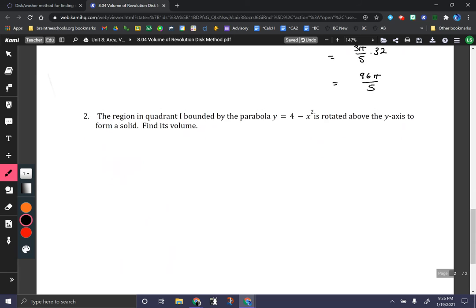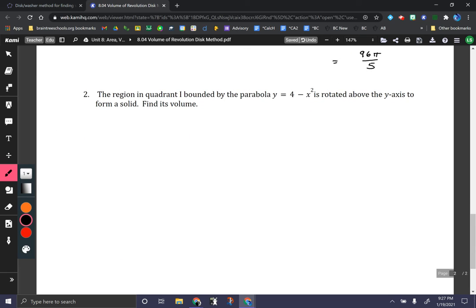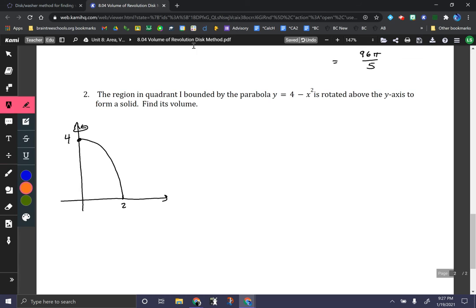So our next example is rotating it around the y-axis. The region in quadrant 1, so we're only going to work with the x and y axis and everything in quadrant 1. We have the parabola 4 minus x squared, which is going to start up here with a y-intercept of 4, and then come down and intersect here, 0 at x equals 2. And we're rotating this around the y-axis. So we're going to rotate it around there. The region we're talking about is this region in here. So this orange section is the one that's going to be rotated.